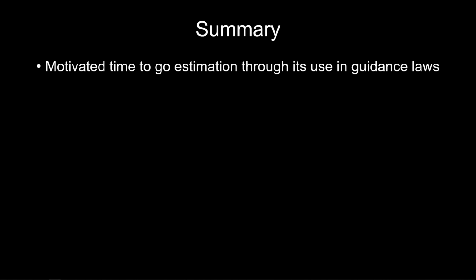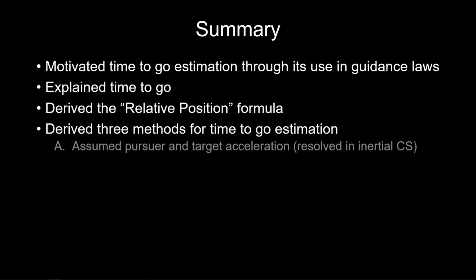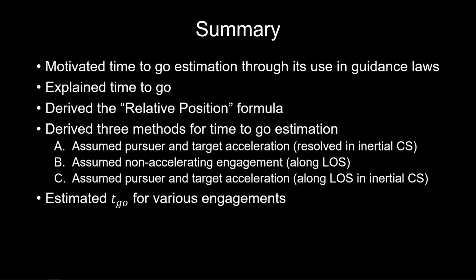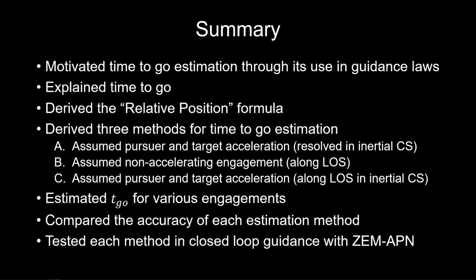To recap what we've done, we first motivated time to go estimation, then defined time to go. We derived what we called the relative position equation, and then we derived 3 time to go estimation methods. We estimated time to go for various engagements, and then compared the accuracy of the actual time to go to each method. Finally, we tested each time to go method in closed loop guidance with zero effort miss augmented proportional navigation.